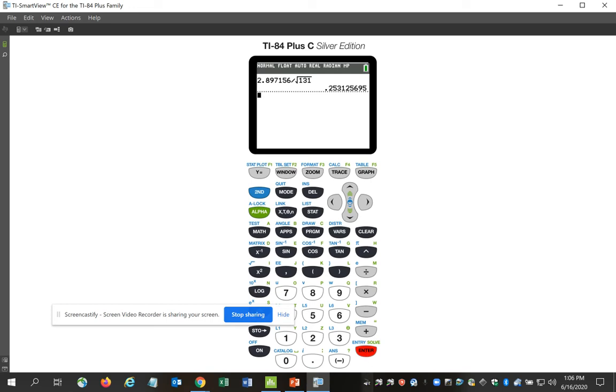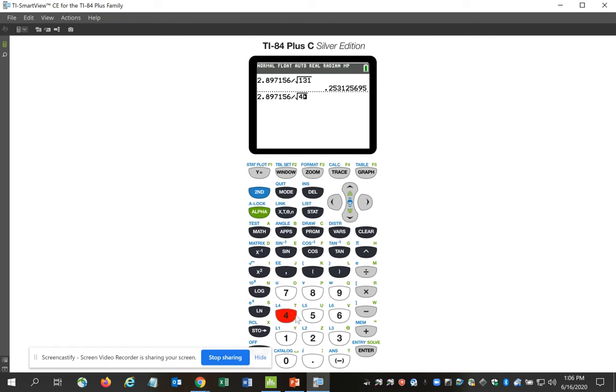Oh, I'm sorry. It's my fault. The N was the group size, so it should be 4. I'm sorry, I made a mistake. 2.897156, divided by the square root of 4, because we had 4 in each group, our group size. And I get 1.448.